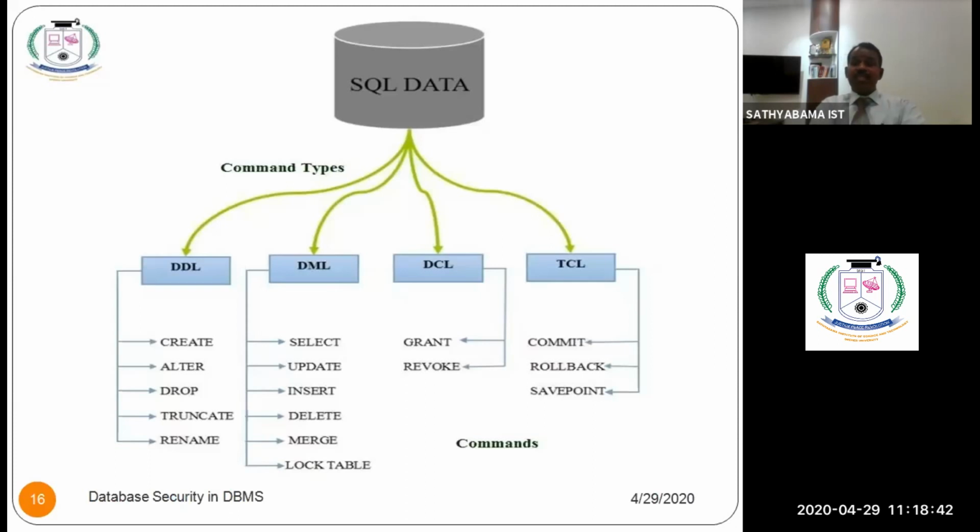Similarly, if you are using privileges in DML, that is at the relation level, we can use data manipulation language. If I'm using privileges at the relation level for selecting data, updating data, inserting data, deleting data or merging data, or even locking some particular relations, I can do it using DML statements. So those privileges can be used at the DML level. Then we take the DCL commands, grant and revoke.